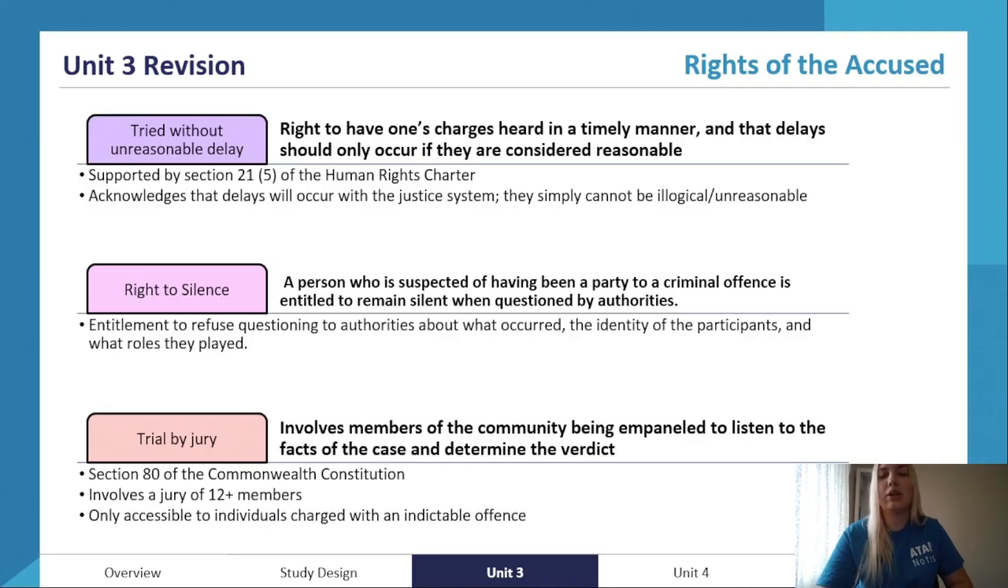Now, however, where the courts have ability to do whatever they want is this word reasonable. Now, it's up to the courts to deem what is a reasonable delay and what is an unreasonable delay, unfortunately. So, the ability of this right to achieve fairness and limit delays is often very, very limited because courts can say a delay is reasonable for whatever reason that may be. But it acknowledges that delays will occur within the justice system. They just simply cannot be logical or unreasonable. They cannot be super excessive.